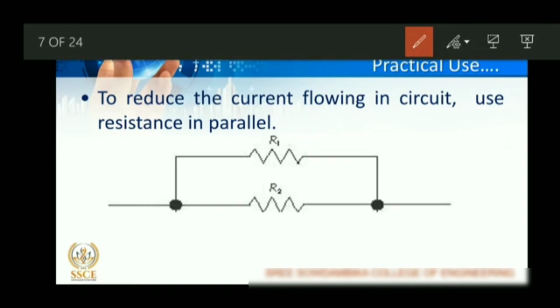The value of R2 resistance is 8 ohm. The value of R1 resistance is 2 ohms. The current flowing through the circuit is 5 ampere.